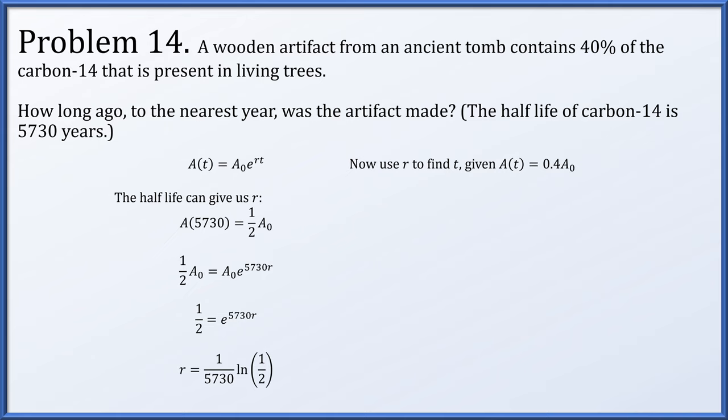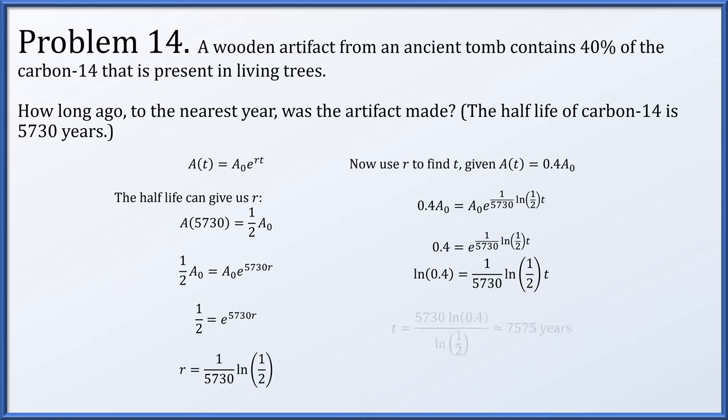of what we started with. Right now, t years have passed since the wood was felled and used to make an artifact, and we know that the amount of C14 present, a of t, is 40% of what it started with, 0.4 times a0. So the amount at time t, 0.4 times a0, is a of t, a0 times e to the rt, where r was the value we've already found. The only unknown now is t, so we can divide both sides by a0 and cancel that. We can take a log of both sides, and now we can solve for t, and plugging and chugging, it's about 7,575 years, rounded to the nearest year, as was requested.